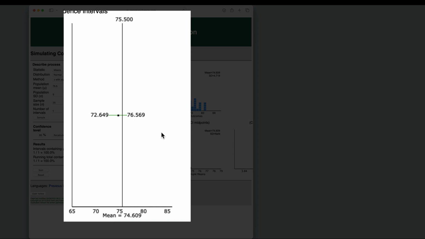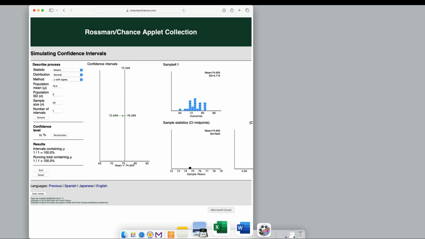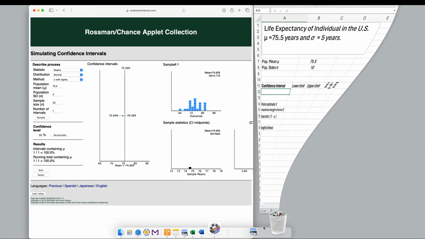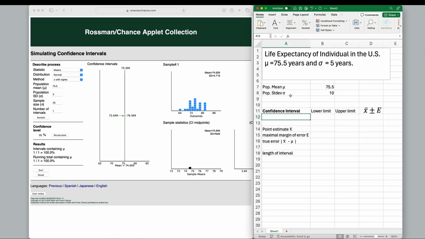And to illustrate this, let's go ahead and use this file that I created in Excel. Basically what I'm going to input here is my lower and upper limit, and it's going to calculate our sample mean, maximum margin of error, the true value, and the length of the interval. Okay, let's just go ahead and input these numbers.